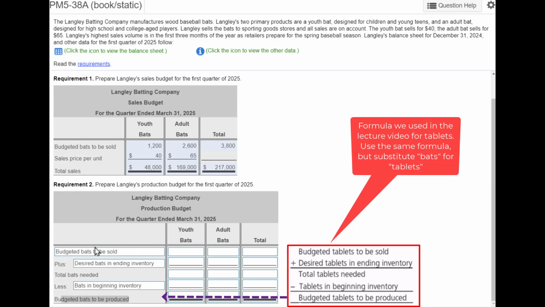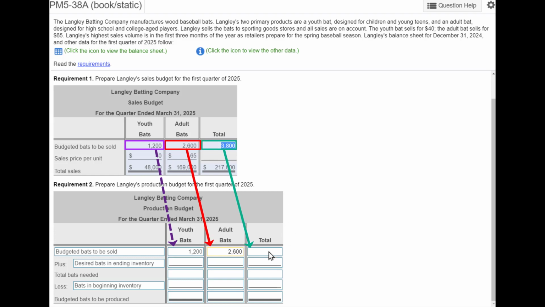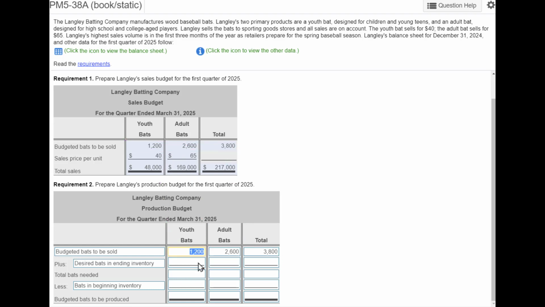So the number of bats to be sold come from up here. 1,200 youth bats, 2,600 adult bats, for a total of 3,800 bats. Now if we're projecting to sell 1,200 bats, we don't want to have only 1,200 bats on hand. We want to make sure we have some left in inventory just in case we sell more bats than we expect. So now we need to add in desired bats in ending inventory.